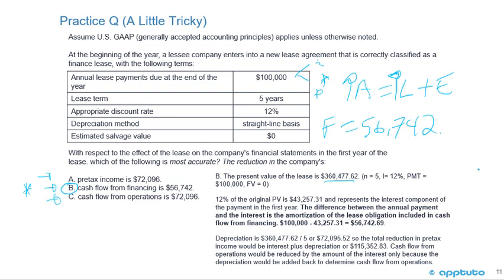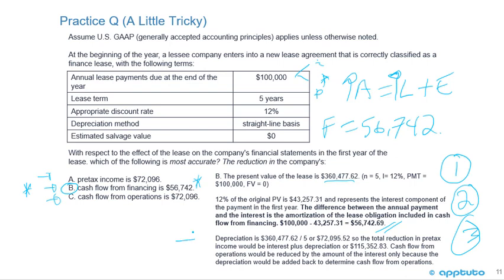So what we needed to do, step one, we had to do the present value of the lease payments to get the value of the asset and the liability. Step two, the payment was made at the end of the year, so we calculated the interest, which is just the interest rate times that present value calculation. Step three, when we looked at the $100,000 payment, we subtracted the interest and we had the principal, and as we know, that's cash flow from financing, okay?